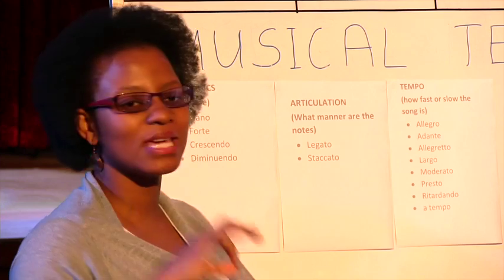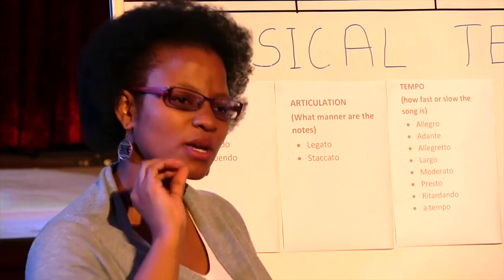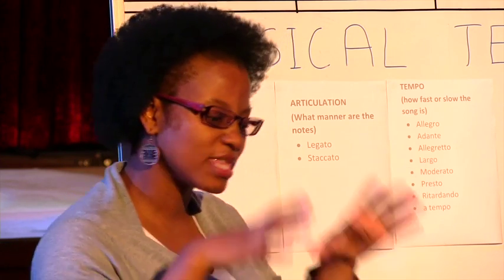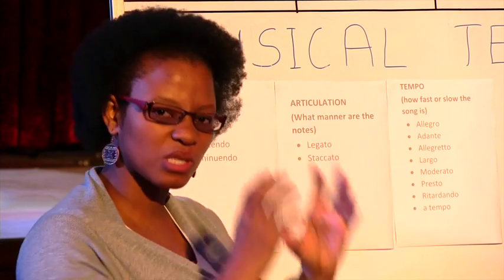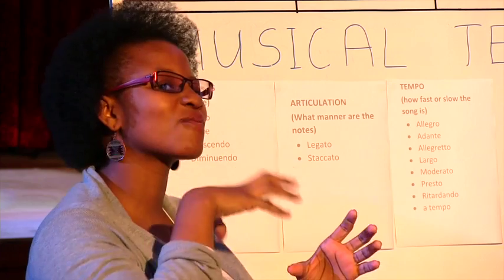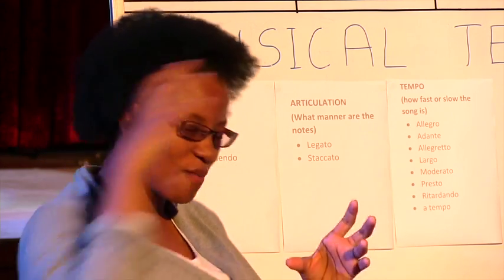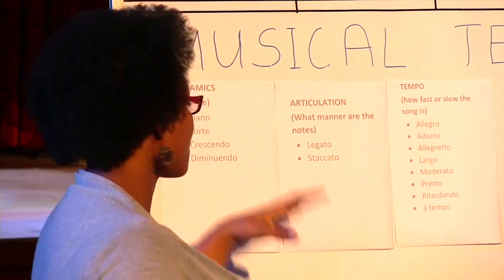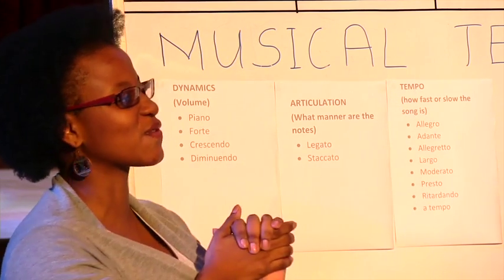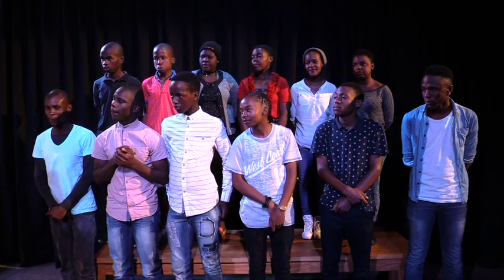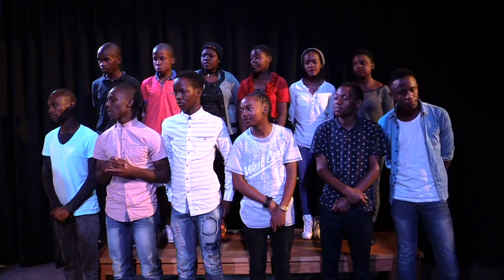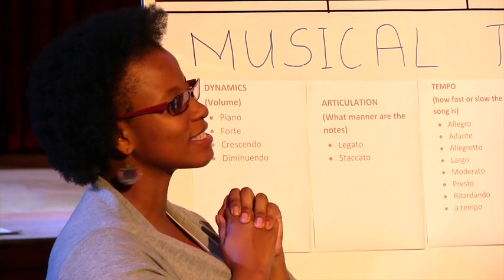So usually when you have an a tempo symbol or it's written a tempo, it means that the song, the initial speed that you started the song in, you go back to it. So you must have gone out of the speed. You go back to the original speed. Okay, so for us to demonstrate all this, we have our wonderful group, the Young Lions. They're going to sing a very famous song called Mbube to demonstrate to us the different tempo terms.